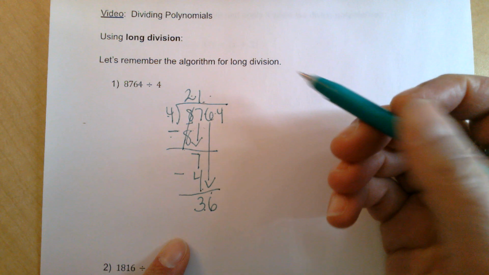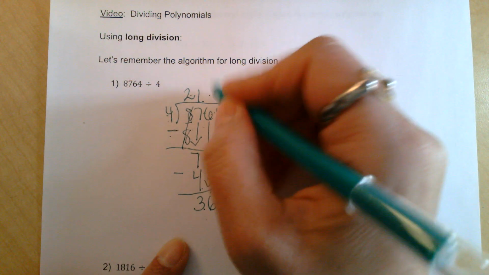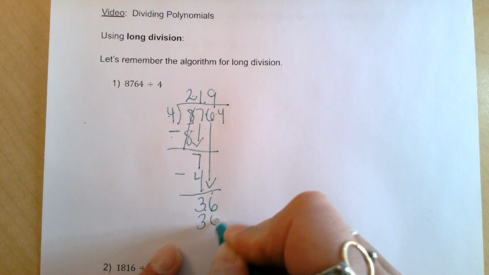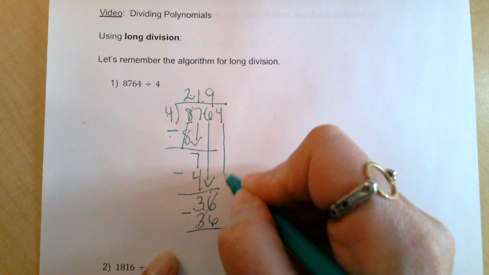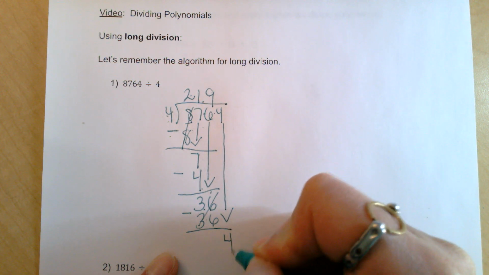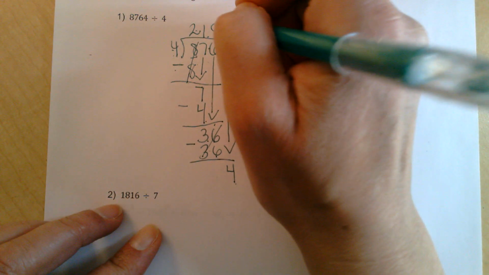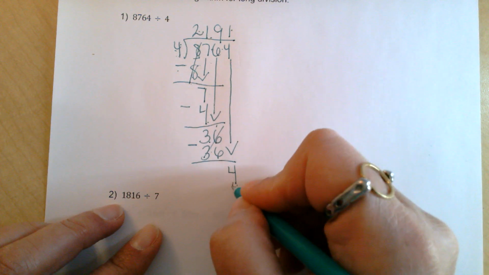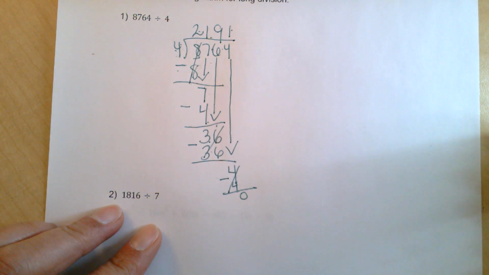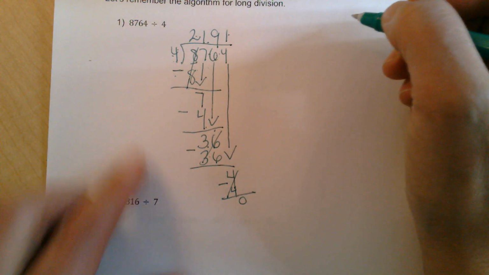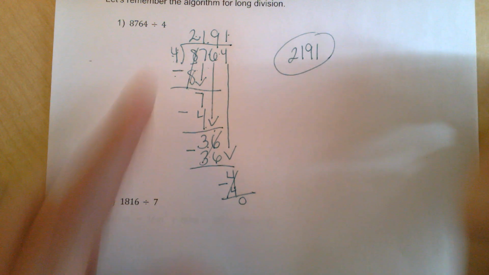Now, can I multiply a number by 4 to get to 36? Yes. 4 times 9 is 36. Great. I'm going to subtract. That crosses out. I need another number, so I'm going to bring down 4. Is there a number I can multiply 4 by to get to 4? Yes, that is 1. So 1 times 4 is 4. Subtraction crosses out. We get 0, so there's no remainder. So when we divide 8,764 by 4, we get 2191.